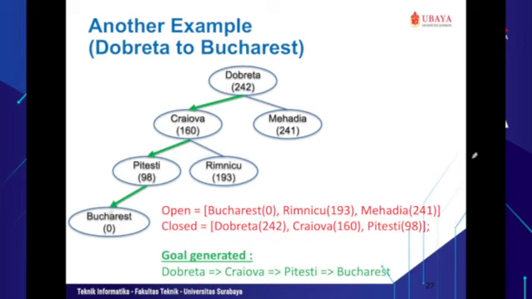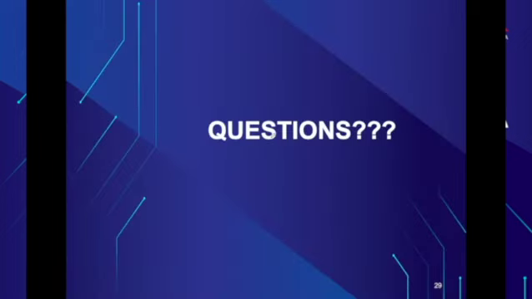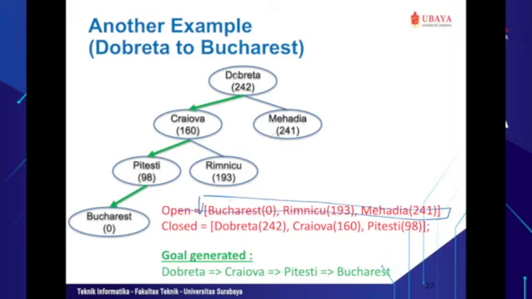Next, after we choose Pitesti, Pitesti has an immediate connection to Bucharest. So we will move Pitesti over to the closed list, and then Bucharest enters the open list, and then we sort it out. And we already get Bucharest in front of our open list. So we have found the goal. In this case, we know the path from Dobreta to Bucharest will be Dobreta to Craiova, then to Pitesti, and then to Bucharest.